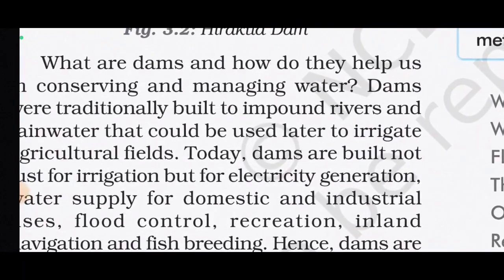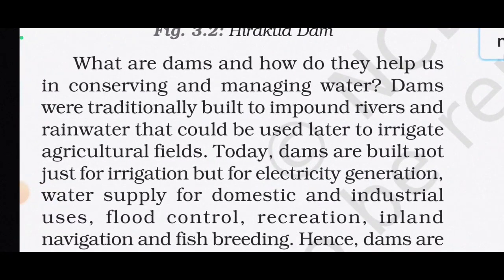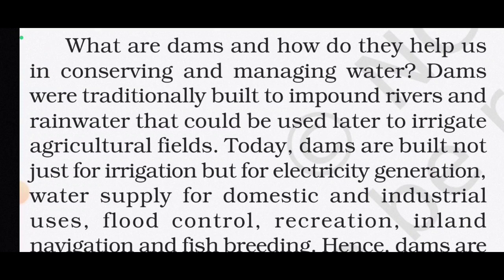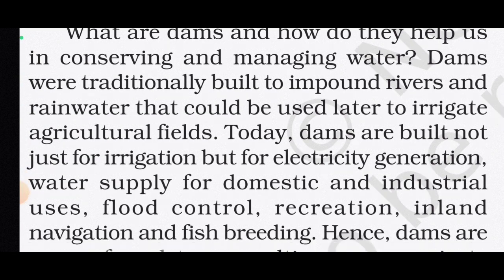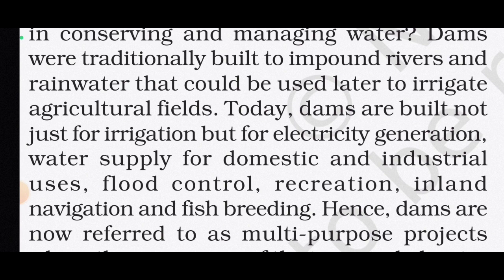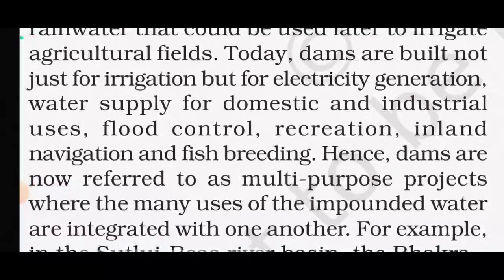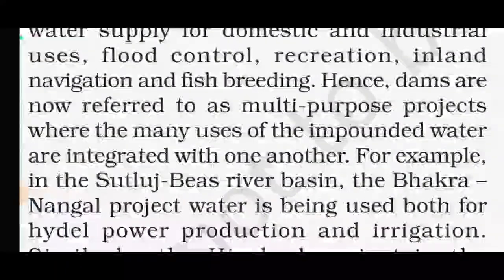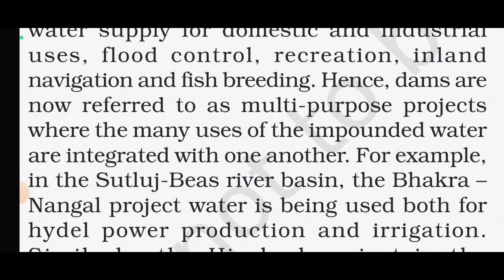What are dams and how do they help us in conserving and managing water? Dams were traditionally built to impound rivers and rainwater that could be used later to irrigate agricultural fields. Today, dams are built not just for irrigation but for electricity generation, water supply for domestic and industrial uses, flood control, recreation, inland navigation, and fish breeding.